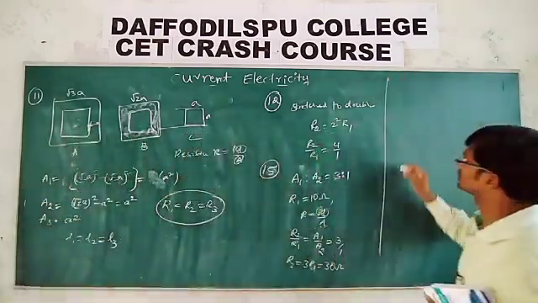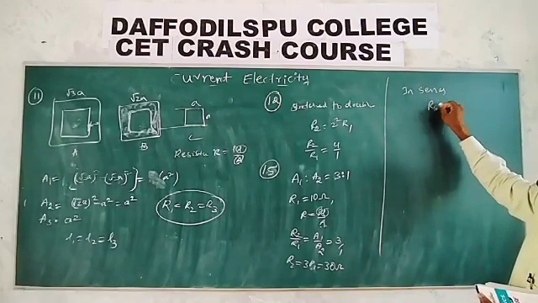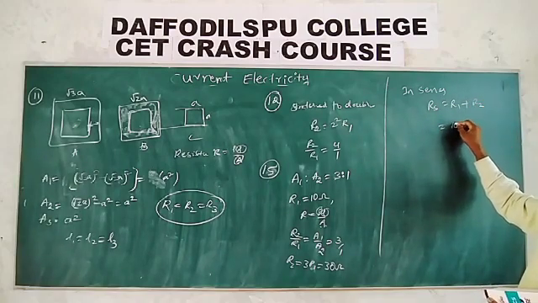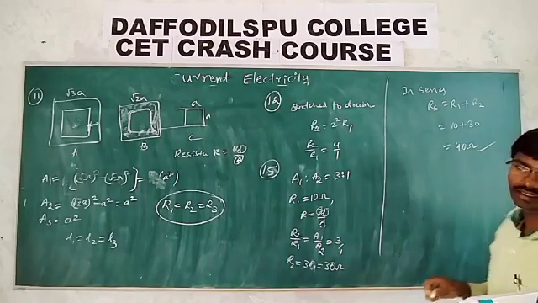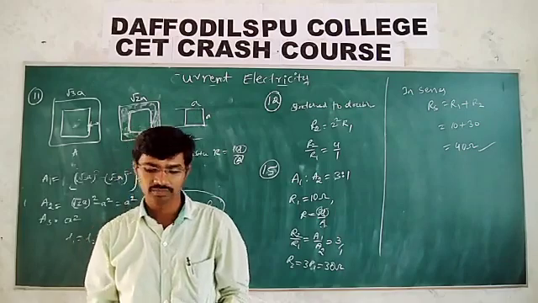Then what is the equivalent resistance in series? In series combination, Rs is equal to R1 plus R2. Then 10 plus 30 is equal to 40 ohm. That is the equivalent resistance in series combination. We have just added them.